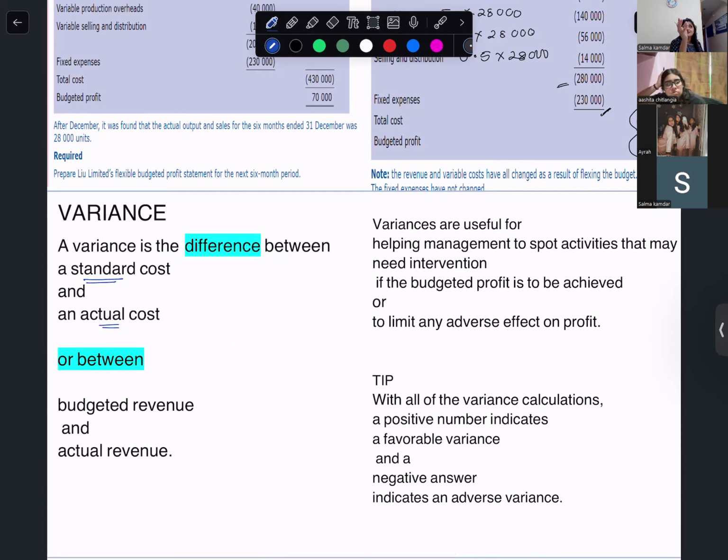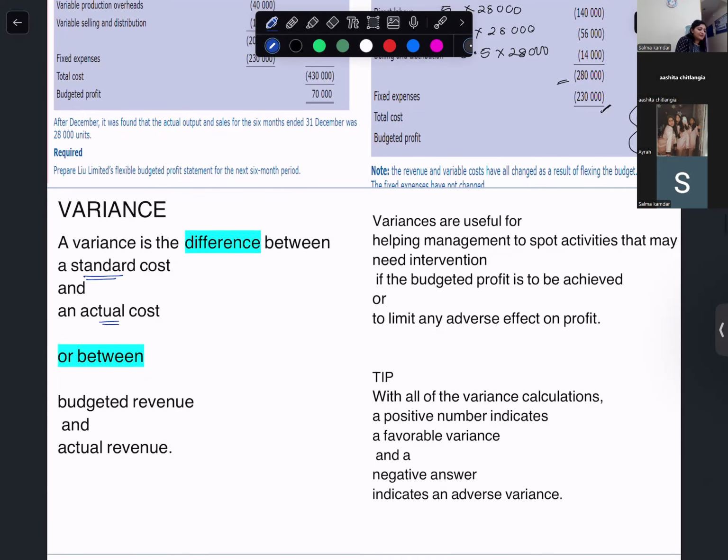If your estimation is bad, you expected a smaller amount of expenses and you did a higher amount of expenses, then what happens? You did a higher amount of expenses, then you get less profit. That's an adverse situation and you need intervention. That means you need to review it.